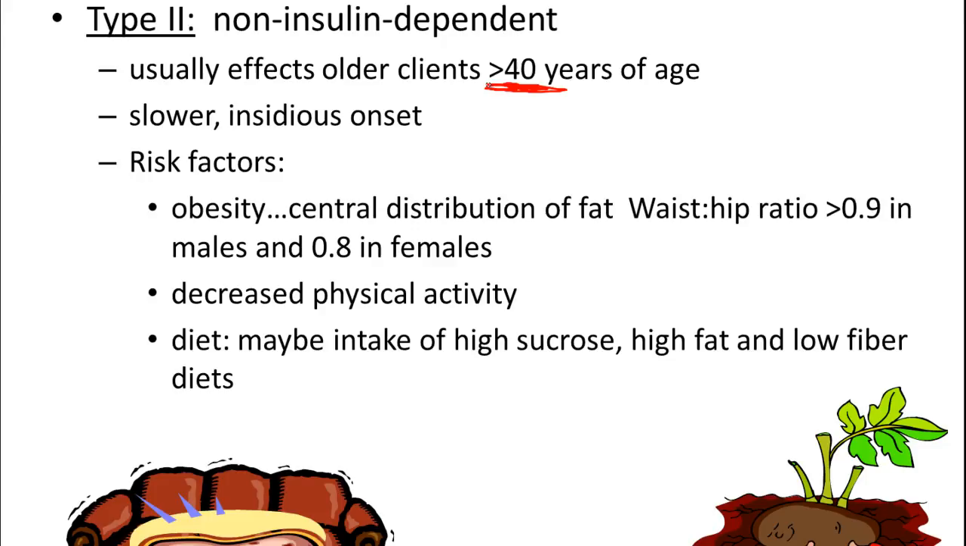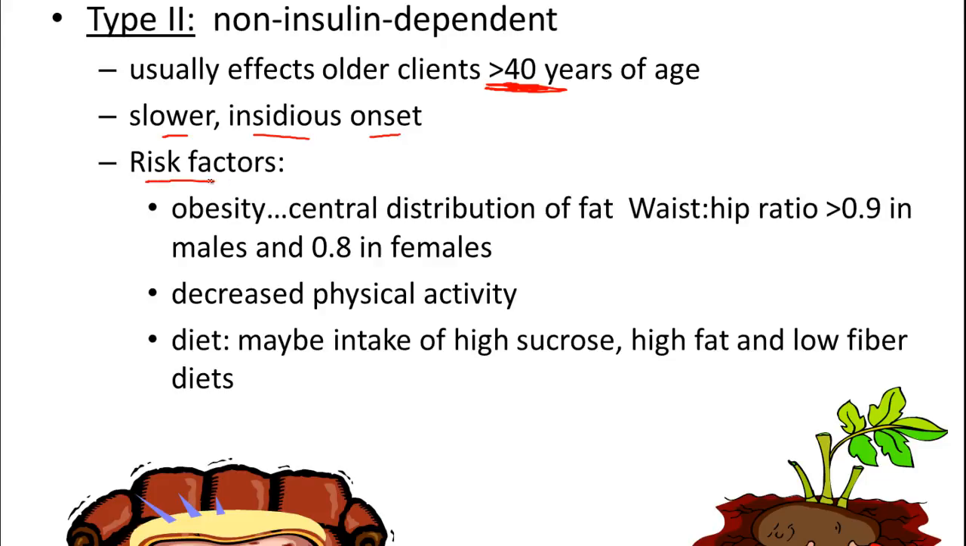I'm happy to report, a lot of the efforts through Rachel Ray and Michelle Obama have actually been decreasing some of these numbers in teenagers and obesity. So it's important to know that this isn't always greater than 40. It is, however, a slower and insidious onset as opposed to diabetic ketoacidosis, which is much more acute.